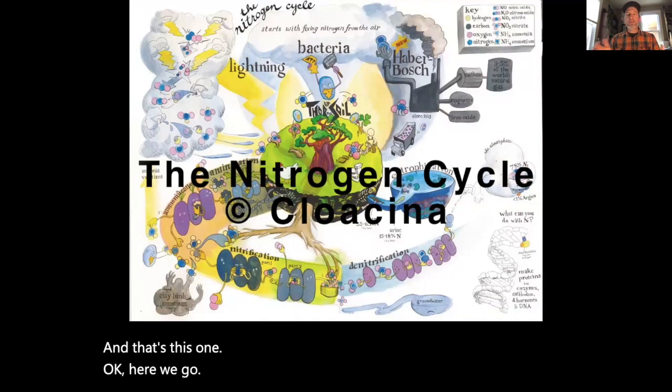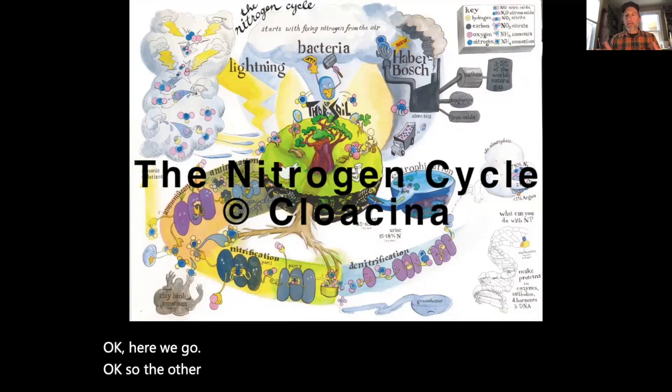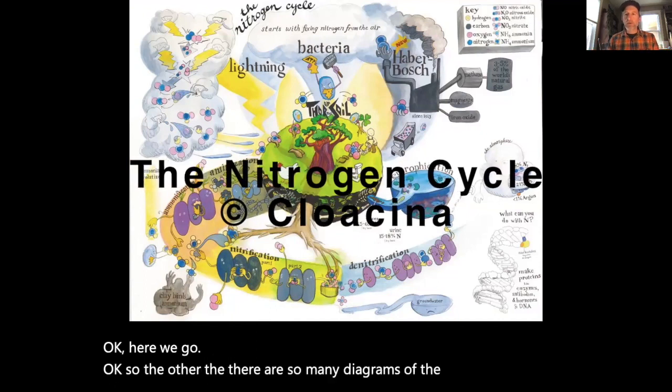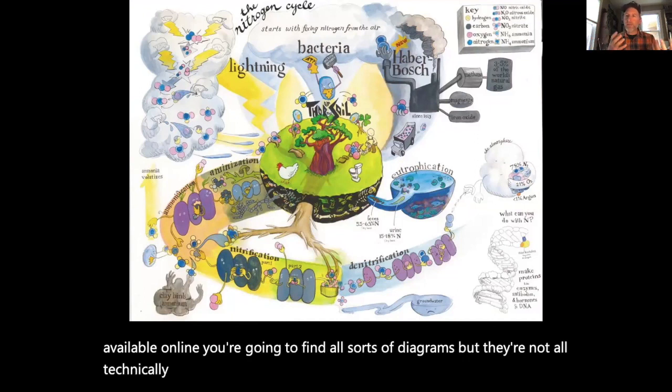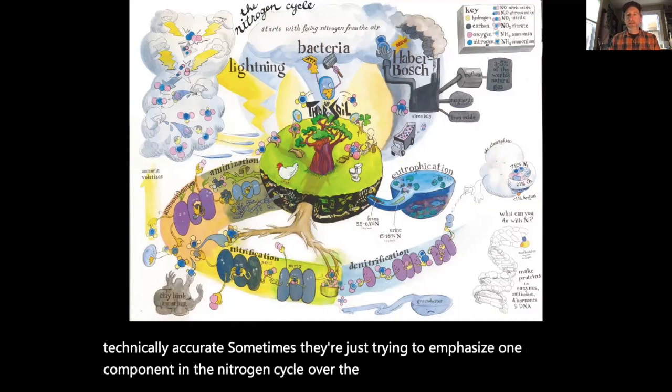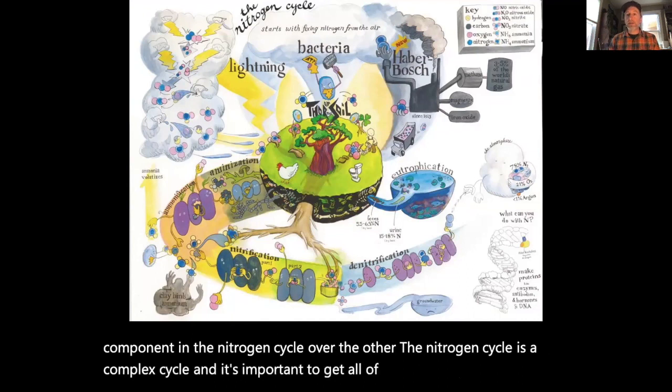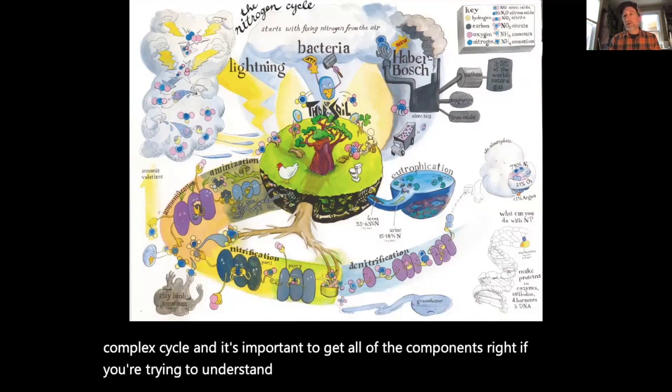Okay, so there are so many diagrams of the nitrogen cycle available online. You're going to find all sorts of diagrams, but they're not all technically accurate. Sometimes they're just trying to emphasize one component of the nitrogen cycle over the other. The nitrogen cycle is a complex cycle, and it's important to get all of the components right if you're trying to understand forest ecosystems. This artistic rendering actually does a pretty good job.